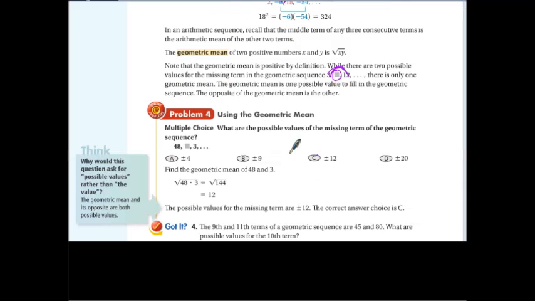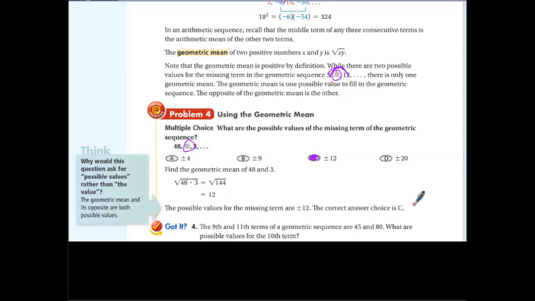Okay. So using the geometric mean right here, what are the possible values for the missing term of the geometric sequence? If we take 48 times 3, that is 144. So this number could be 12, it could also be negative 12. We're not sure which, so the answer there is C.